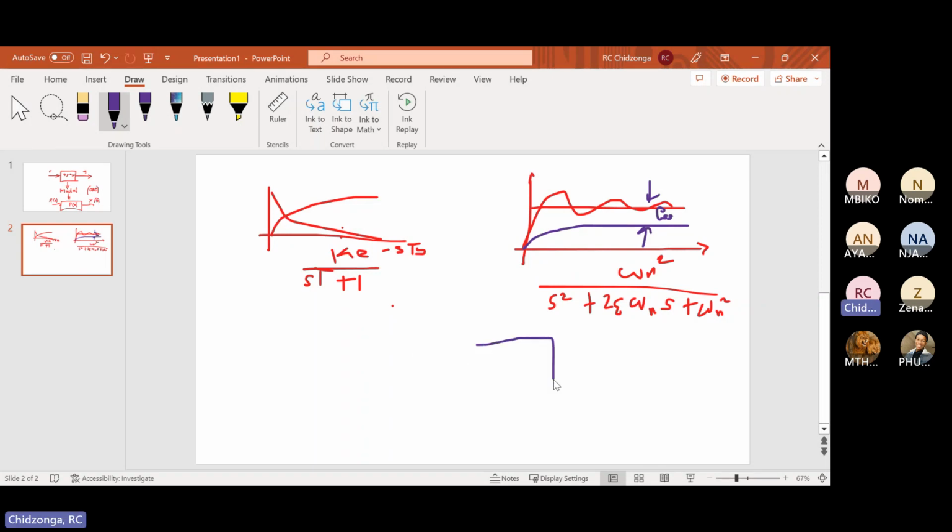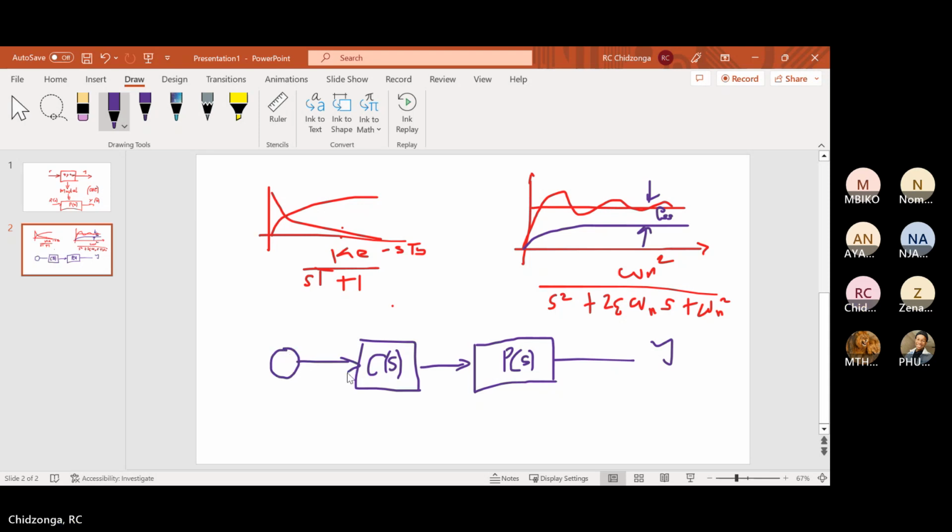Now, in controller design, we have got a system. Again, your P(s), right? We try and introduce a controller which we normally represent by C(s). All right? Now, when we introduce a controller like that, this is why we also close the loop. All right? This is now a comparator. We close the loop through a feedback sensor, H(s).